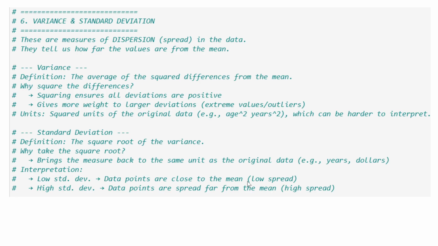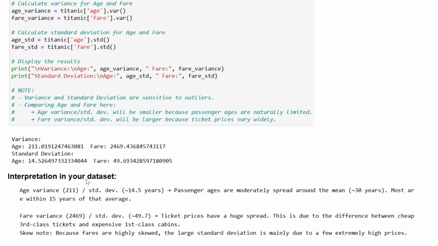Its interpretation is: if I have a low value for standard deviation, that means the data points are close to the mean value, so there is not much spread, it is a low spread. If the standard deviation has a high value, that means the data points are spread far away from the mean value, so there is a high spread in the data set. This is the interpretation we can get from the standard deviation value.